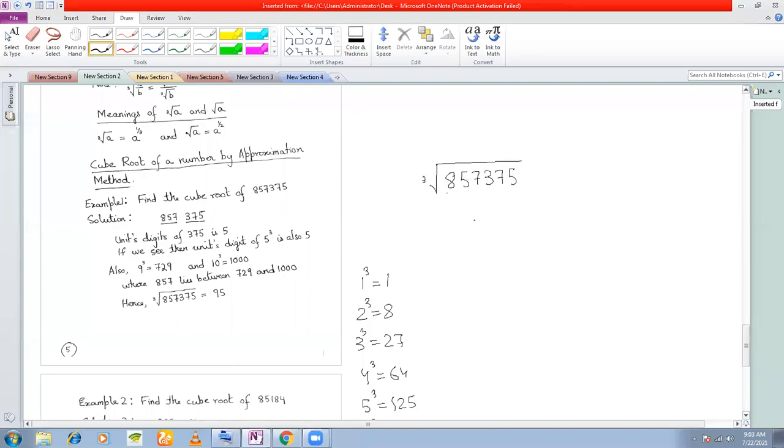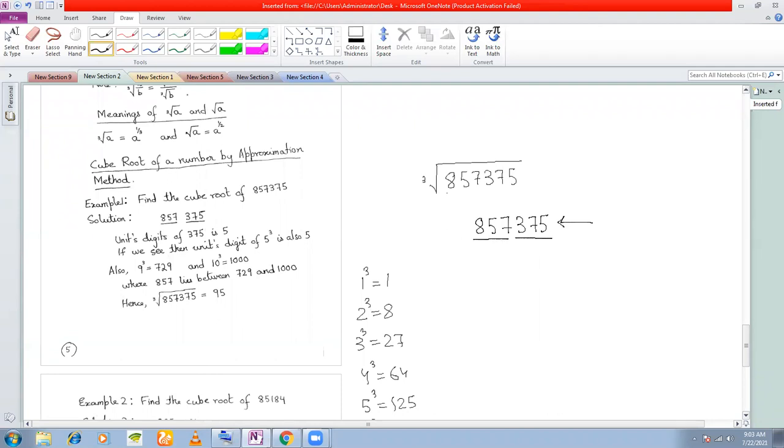The number here is 857,375. You start from this side, okay? That is the right side. You start from this side and you group the numbers in threes.